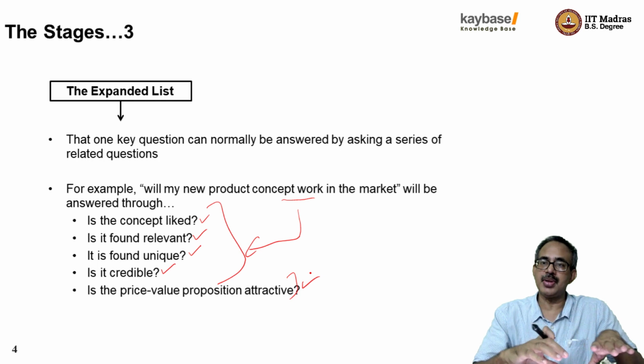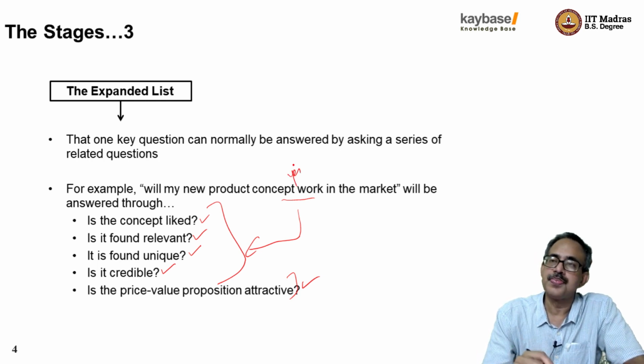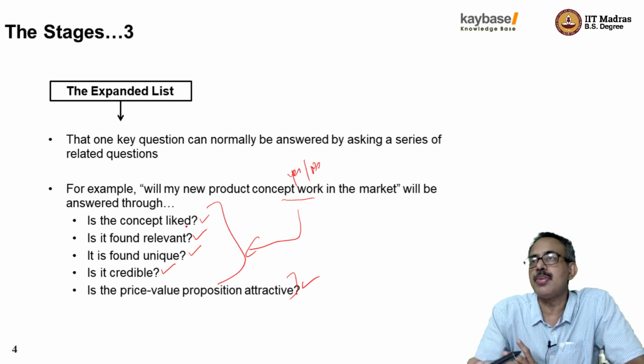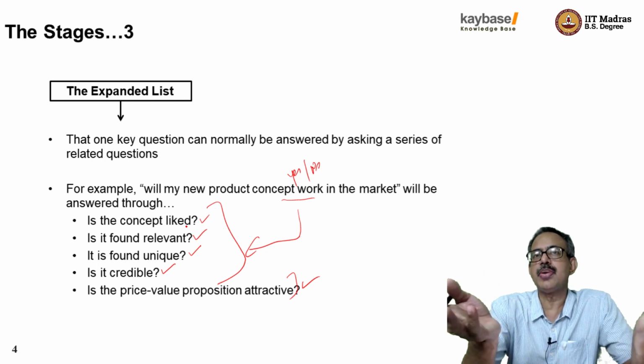All these things, if the answer is yes to all these things, then the answer is yes to this overall. If the answer is no to all these things, then the answer is no to the overall. But what happens in real life is, it is yes to some of it and no to some of it, which is why the interpretation skill becomes extremely important. So you cannot straight away go and ask consumers, will the new concept work?